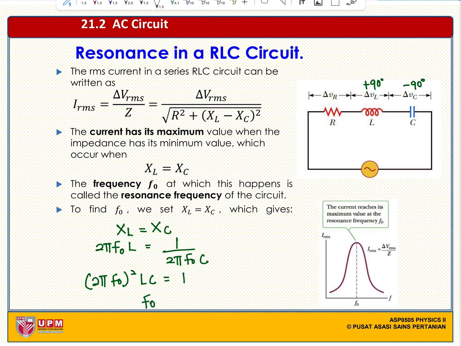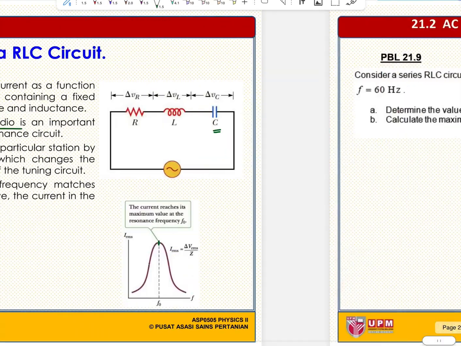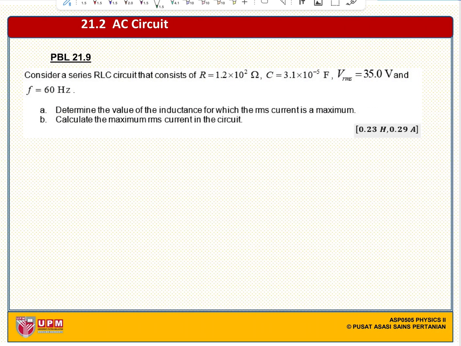Rearrange this, and you will get your resonant equation for resonant frequency: 1 over 2 pi square root of LC. Okay. So you can either remember this. This is the condition for resonant. This is the resonant frequency.